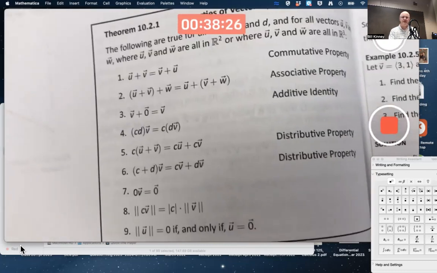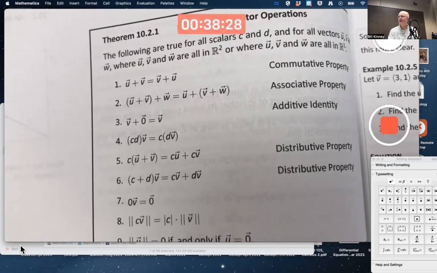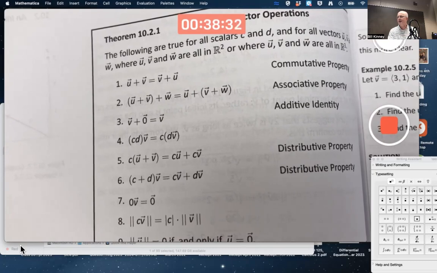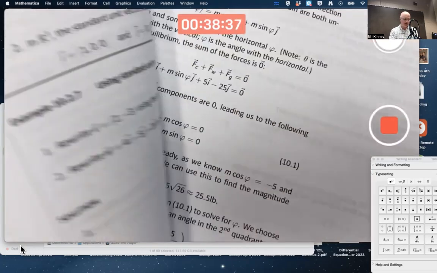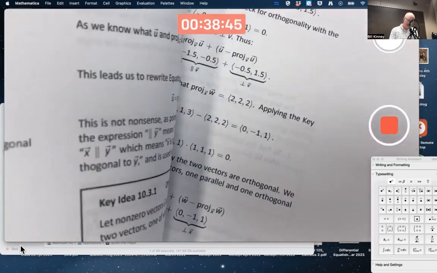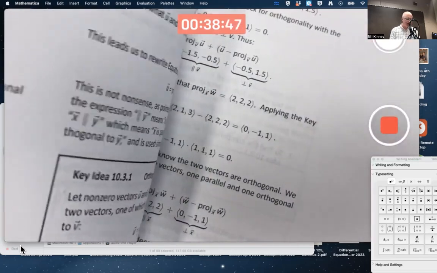There are all these properties. Do you need to know their names? No, that's not really the point of this course. I'd be happy if you remember the names, but I'm not going to test you on them. I think it is helpful to know the names. There's the i hat, j hat, and k hat notation. The next section was about dot products.